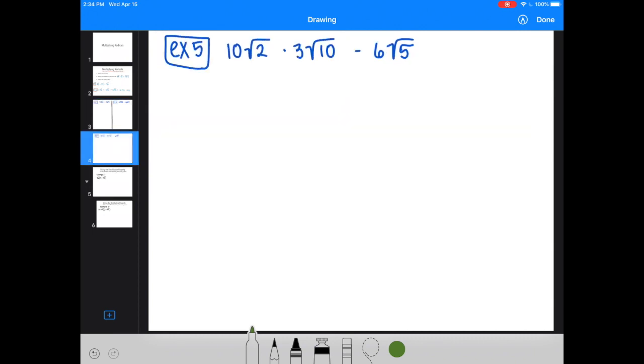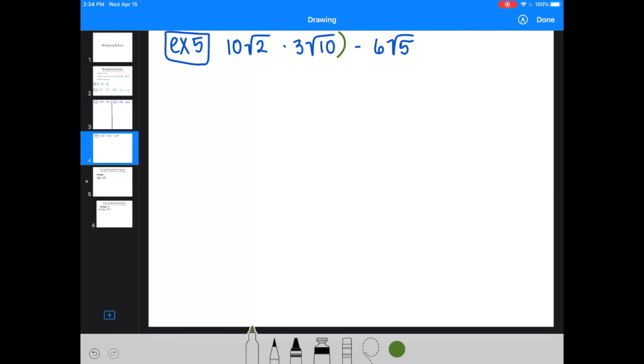Okay. I actually enjoy these problems. I find it fun. All right. Another example before we look at distributive property. Here, what's extremely important is order of operations. PEMDAS. Remember PEMDAS. Parentheses, exponents, multiplication, division, and addition and subtraction. So you need to multiply first before we subtract. All right. I have 10 square root 2 multiplied by 3 square root 10 minus 6 square root 5.